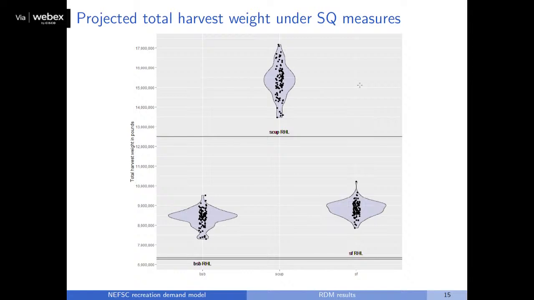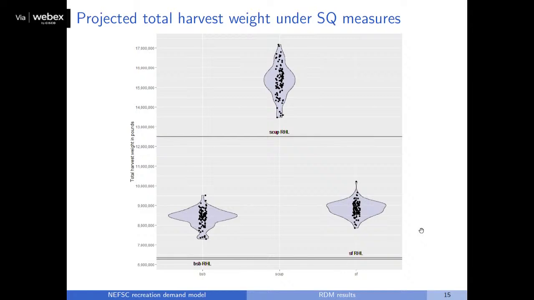Here are some results of the RDM. This is projected total harvest weight under status quo measures that I sent to the council a few weeks ago. Going from left to right, we have black sea bass, scup, and summer flounder, total coastwide harvest in pounds. Each dot represents one iteration of the model, and the figures show the density of the outcomes. I've also plotted the RHLs for each species in the horizontal black lines.